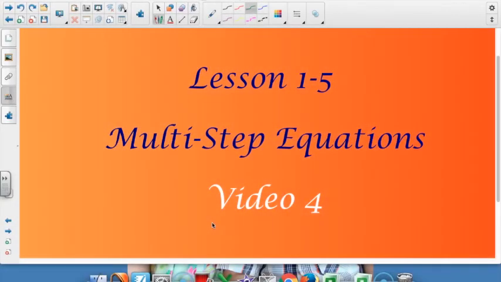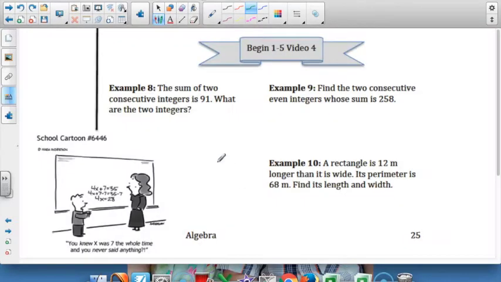In this last video of Lesson 5, I am going to talk about some word problems. So let's jump straight to it. I've got 3 examples again. I'll try to talk quicker than I did last time. Example 8 says the sum of 2 consecutive integers is 91. What are the 2 integers?